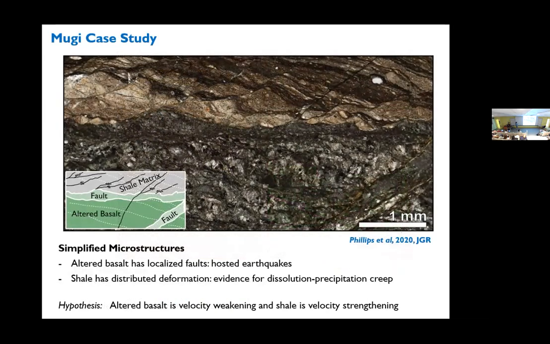So to simplify this as much as I can, this is a single interface between altered basalt here on the lower half of the image, and the shale matrix on the upper half. And you can see the shale matrix has this really strong fabric that's formed from this pressure solution process. And the altered basalt has these localized faults cutting through it, right along the shale altered basalt margin.